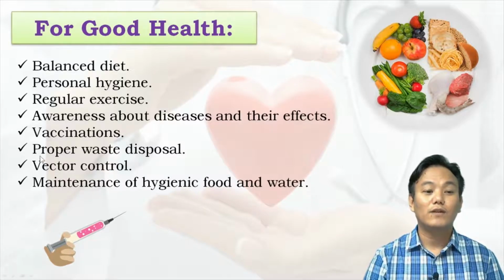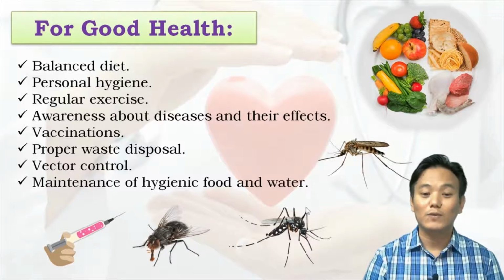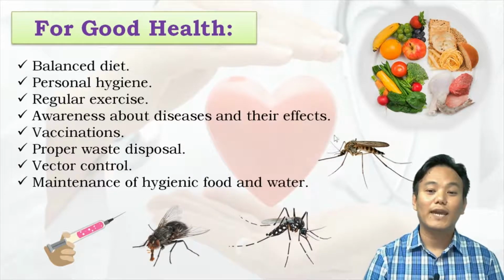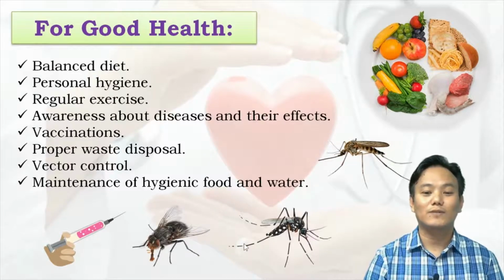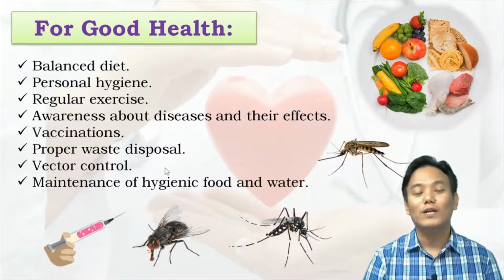And then we should do proper waste disposal, right? Proper waste disposal is also important for good health. And vector control. Vectors are those organisms, like mosquitoes and flies, which carry disease-causing organisms and spread them to the human population. So they are called vectors. So vector control is also important for good health.